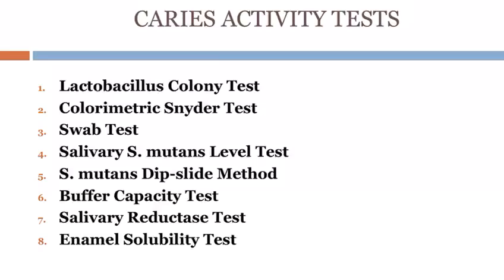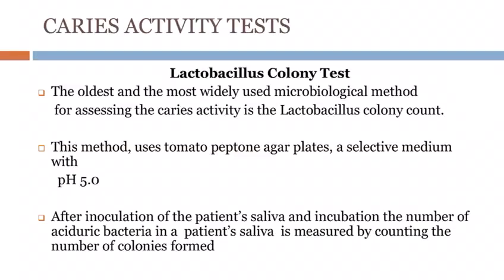Now we will look at which are the major caries activity tests. They are the Lactobacillus colony test, colorimetric Snyder test, swab test, salivary Streptococcus mutans level test, Streptococcus mutans dip slide method, buffer capacity test, salivary reductase test, and finally the enamel solubility test.